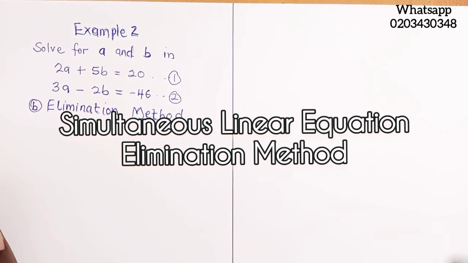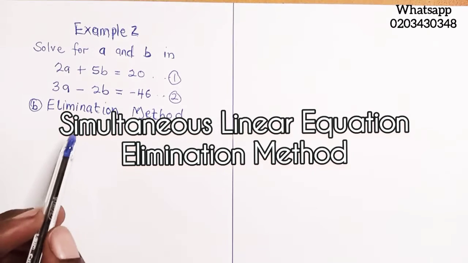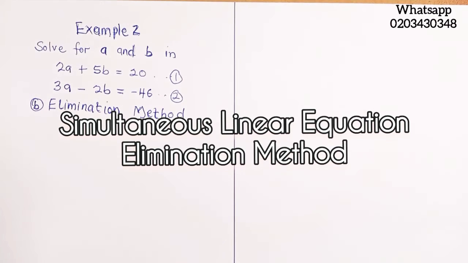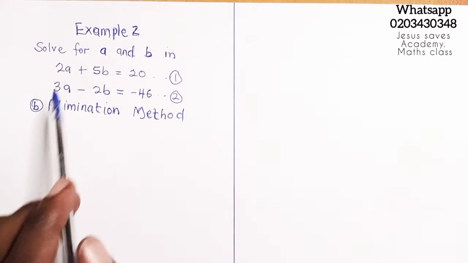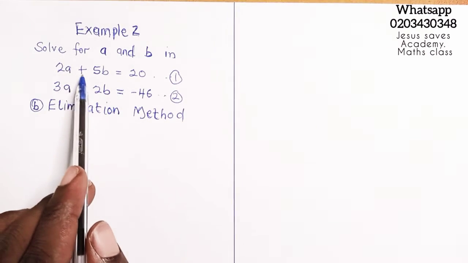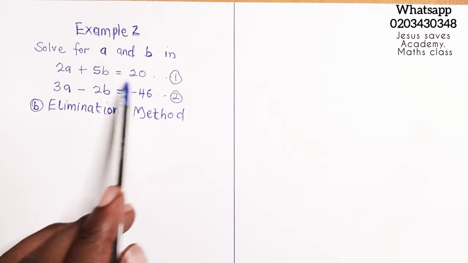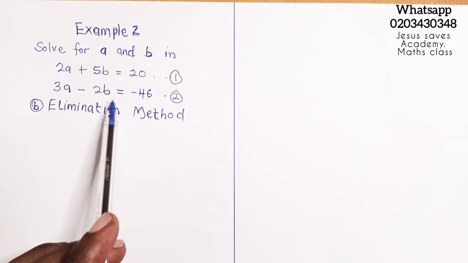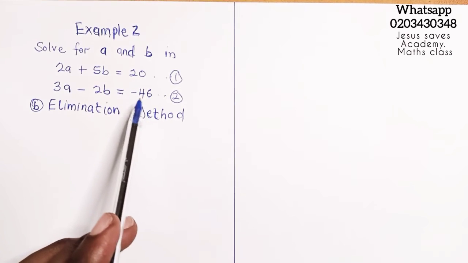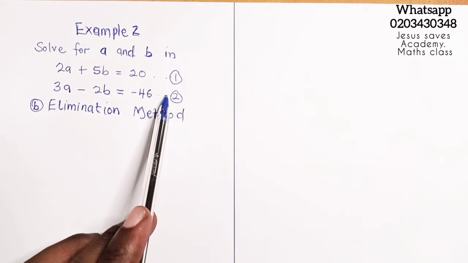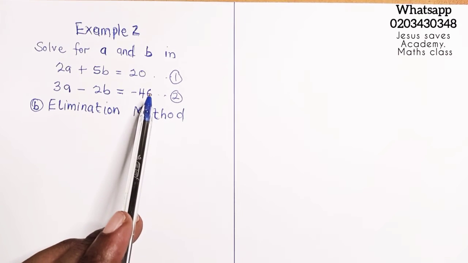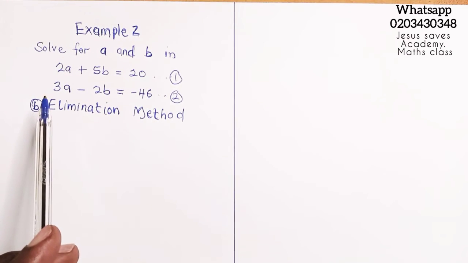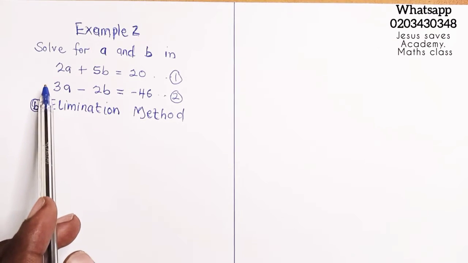So in this lesson, we are going to learn how to use the elimination method in solving a simultaneous equation. When you are given a question like this, 2a plus 5b is equal to 20, and 3a minus 2b equals negative 46, this is your equation 1 and equation 2. And you want to use the elimination method instead of the substitution method.